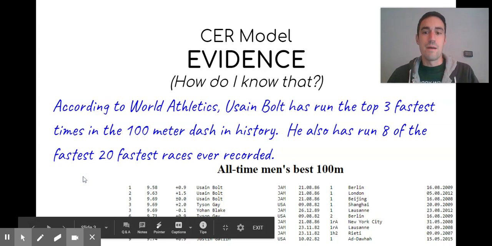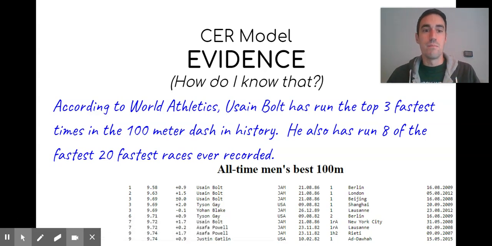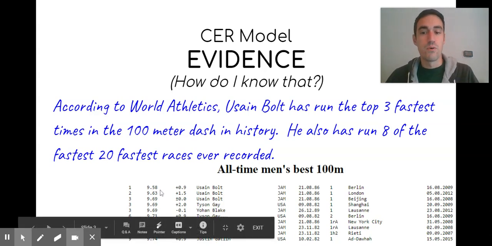The second thing is that my evidence has numbers in it. He's run the top 3 fastest times in the 100-meter dash, 8 of the top 20. If I wanted to go into more detail, I could say that Usain Bolt has run a 9.58, a 9.63, and a 9.69, 3 of the fastest times ever recorded.